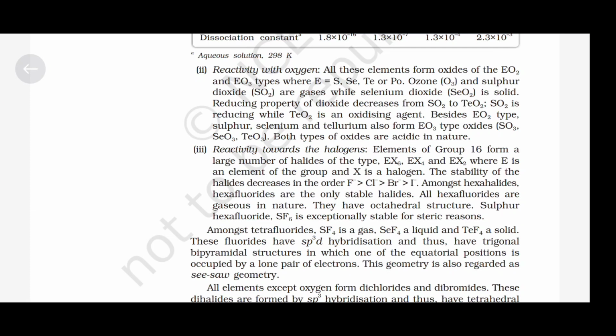Amongst tetrafluorides, SF4 is a gas, SeF4 a liquid, and TeF4 a solid. These fluorides have sp3d hybridization and thus have trigonal bipyramidal structures in which one of the equatorial positions is occupied by a lone pair of electrons. This geometry is also regarded as seesaw geometry.